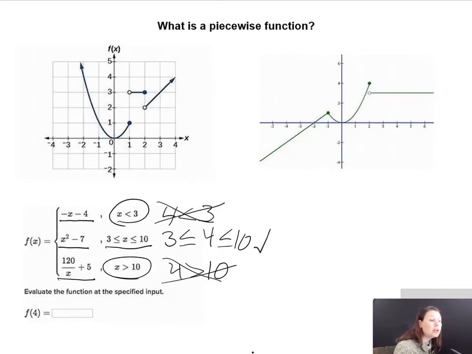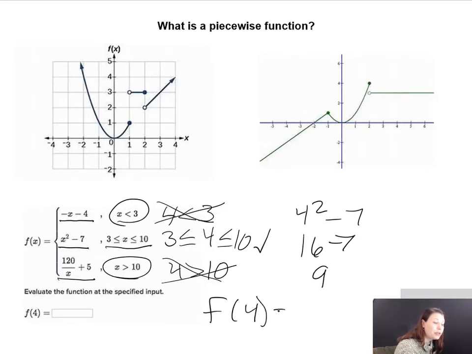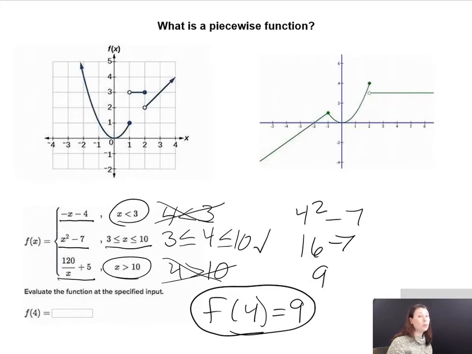So we plug it into the middle one. That means we have 4 squared minus 7. 4 squared is 16, minus 7 is 9. So that means f of 4 is equal to 9. That is the value of the function when we have this piecewise at 4. So you have to be very careful on which piece you use in any case.